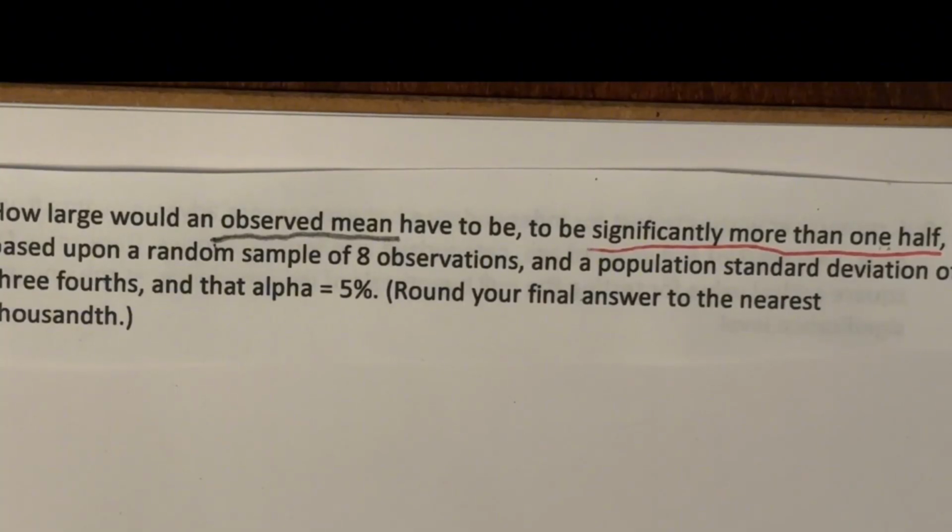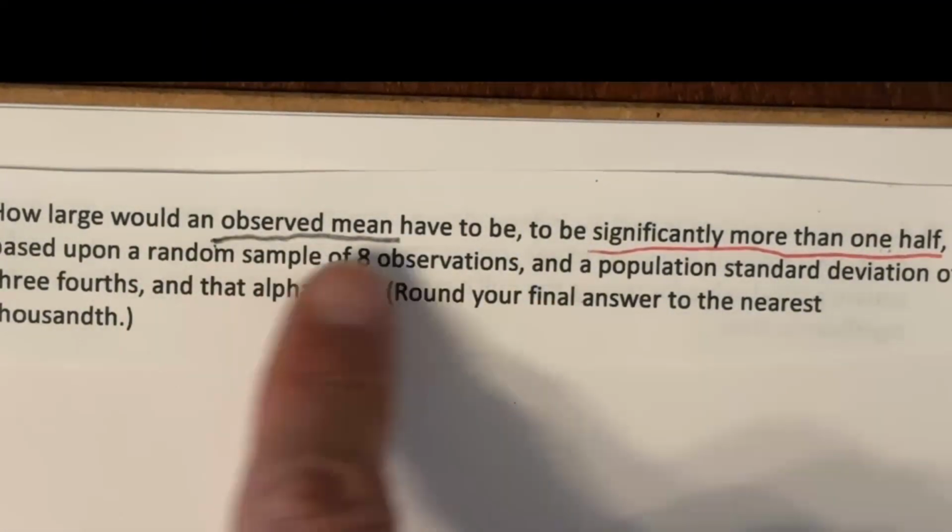We have a typical Statistics 1 hypothesis testing question of moderate difficulty. How large would an observed mean have to be significantly more than 1/2 based upon a random sample of 8 observations, a population standard deviation of 3/4, and an alpha, that's the significance level, of 5%. And the question asks us to round the final answer to the nearest thousandth. So that is 3 decimal places.